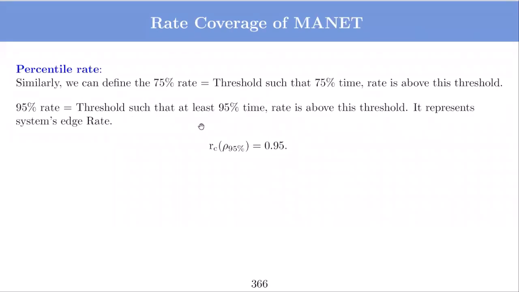Right. Similarly, percentile rates are defined as thresholds such that, suppose the 95 percentile rate would be the threshold such that 95% of the time rate is above the threshold. Right. And that you can also calculate. You just put the rate coverage to be 0.95, invert it to compute the threshold rho, which will give you this percentile rate.